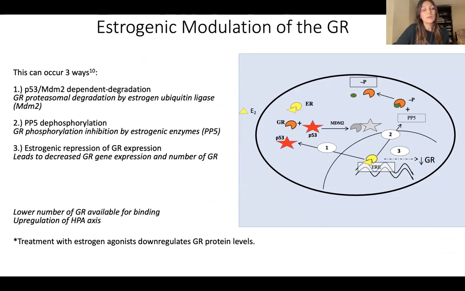The GR can be inhibited from phosphorylating. It needs to phosphorylate to be able to be active. So this phosphorylation is inhibited by estrogenic enzymes. And the third way is estrogenic repression of GR expression. This can lead to a decreased gene expression of glucocorticoid receptor and an overall decreased number of glucocorticoid receptors that are available for binding. So this can also contribute to an upregulated HPA axis and an overactive stress pathway.